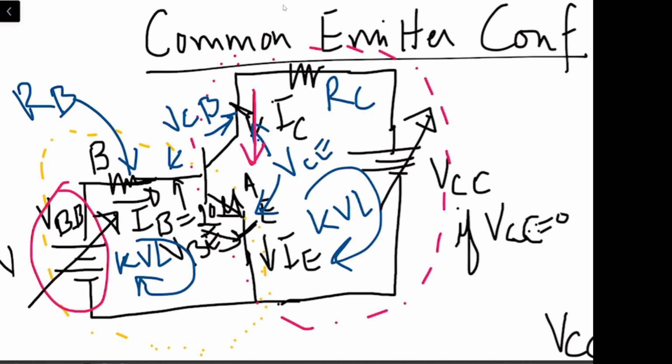Now to make the collector base junction reverse bias, the potential at the collector needs to be 0.7 volts above the base, right? Because if this potential is not more positive than the base, it won't make the collector base junction reverse bias. Are you with me?